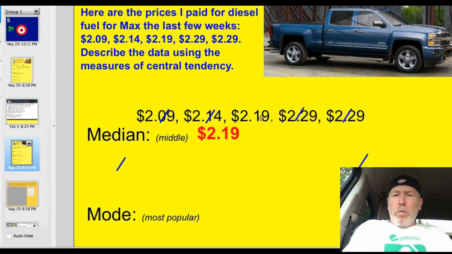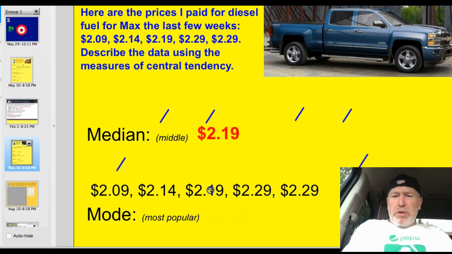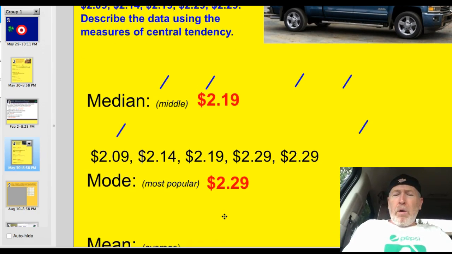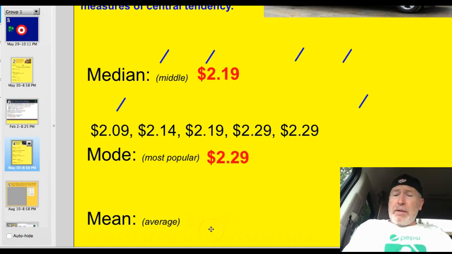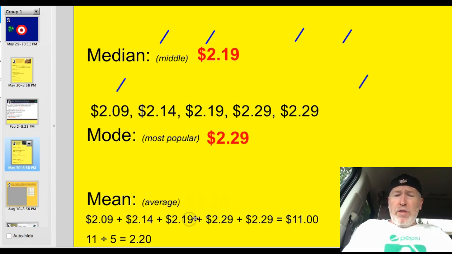The mode, well, if I slide this down over here so you can see it, you can see that $2.29, that was the most popular amount I paid. Now the mean, I have to add them all up and divide. If I add those all up, I get a total of $11. If I take that $11 and divide it by the 5 different times I purchased diesel fuel, I get $2.20. So the mean or the average price was $2.20 per gallon.